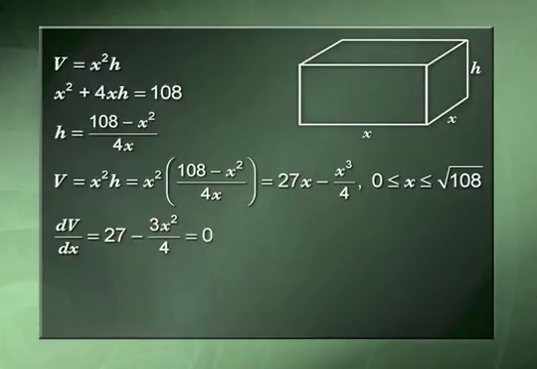Set it equal to 0 to find the critical numbers, and then you have to solve the equation 3x squared equals 108. I obtained that by multiplying through by 4 and then moving one term to the other side. And if you divide that equation by 3 and take the square root, you determine that x is equal to 6.